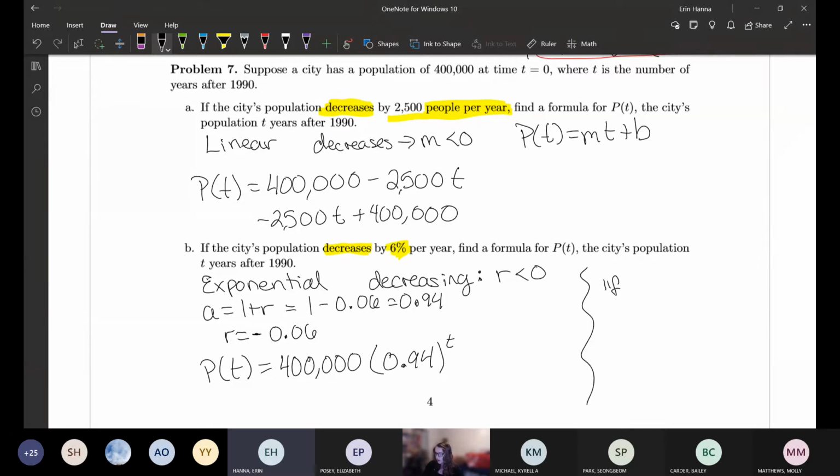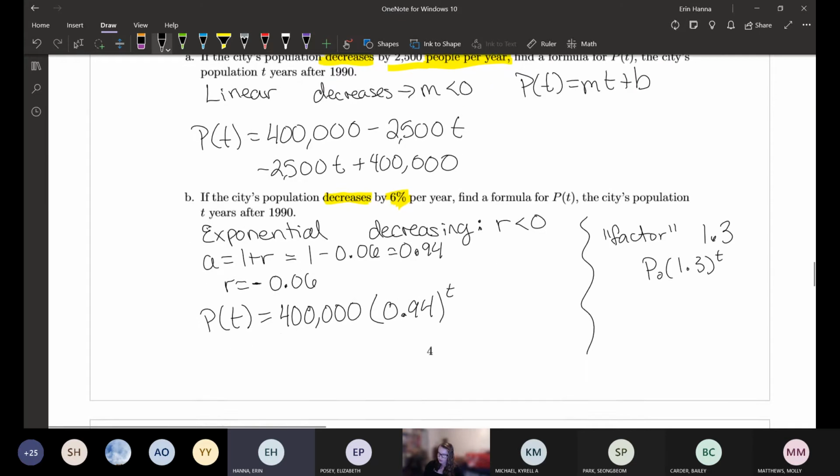If they give you the factor, so say a population increases by a factor of 1.3, that is just your A value. You don't do anything to it. So you have to be really careful about the wording. Do they give you the rate, the percent, or do they give you the factor, which would be the A value?